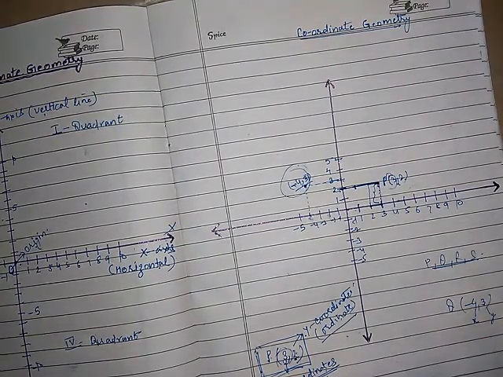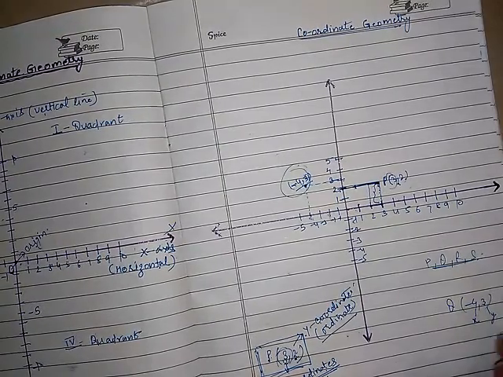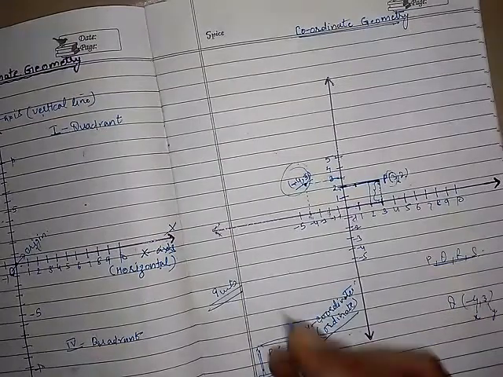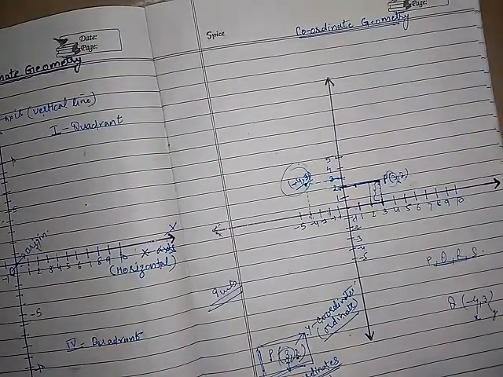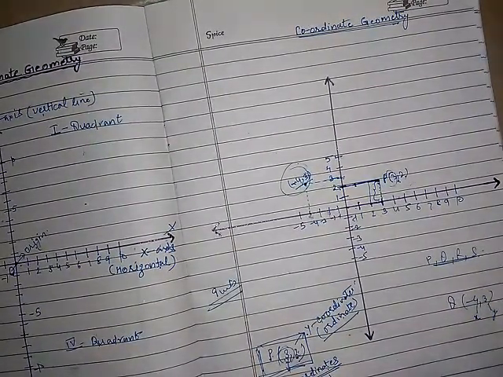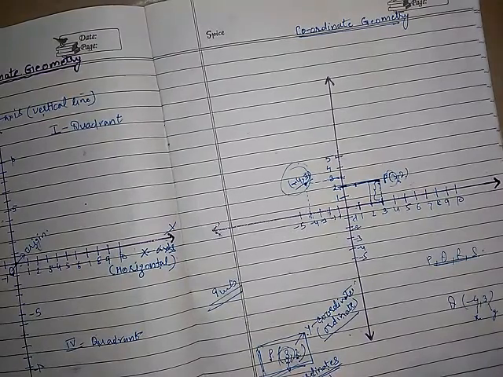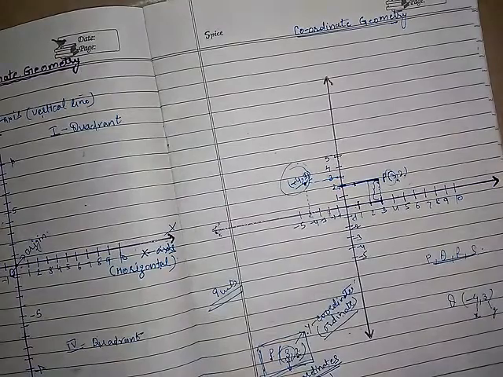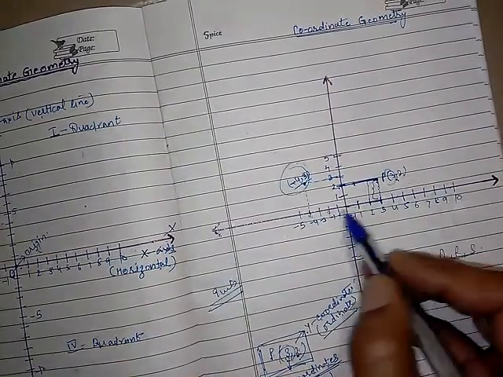So another type of question that sometimes they ask: plot a point which is at a distance of 9 units from the origin on the x-axis. 9 units from the origin on the x-axis. On the x-axis, so this is your x-axis, this one and this one. So 9 units this side or this side.